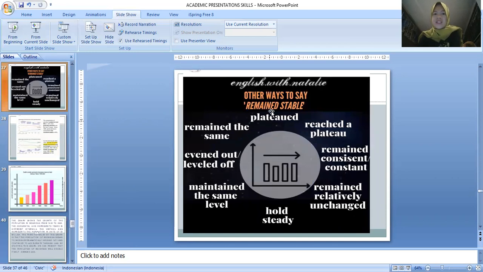And then these are the other ways to say remain stable. You can say remain the same, even out or leveled off, maintain the same level, hold steady, remain relatively unchanged, remain consistent or constant, reach a plateau, or plateaued. Yeah, so you can use other ways to say remain stable. There are many ways. Yeah.